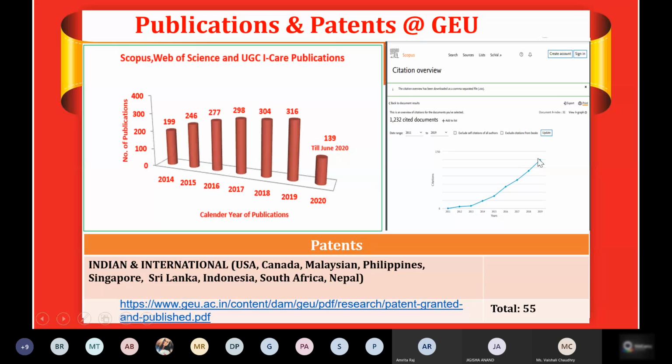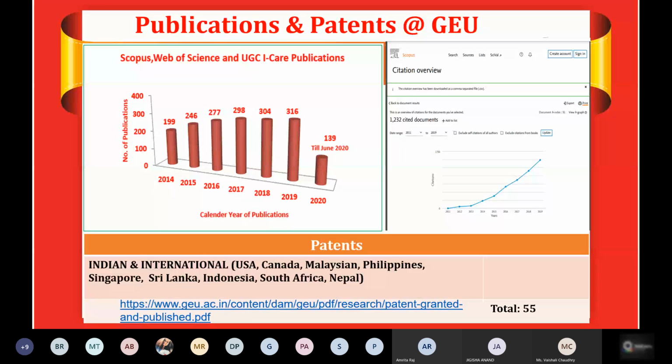Likewise, this is showing the patents of our university. Till when I reported, 55 patents had been published or granted. And the very noteworthy point is, when I say patent, it is not only the patents done by the faculties or the scientists or researchers. It is also students like you who can file patents. So in the coming 4 years, you have an opportunity apart from studies.